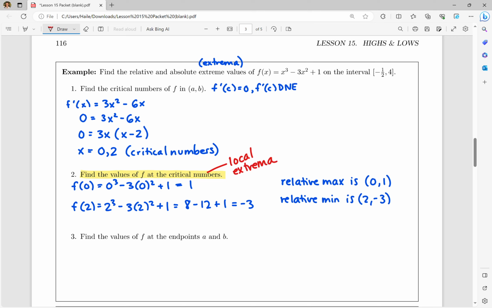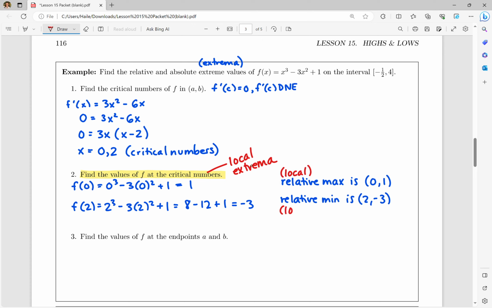Okay, in the next lesson, we're going to actually learn that not all critical numbers tell us local extrema, but our local extrema must come from the critical numbers. Here we're going to take it for granted that because we got critical numbers, we get a relative max and a relative min, or local. So that's another way to say this.